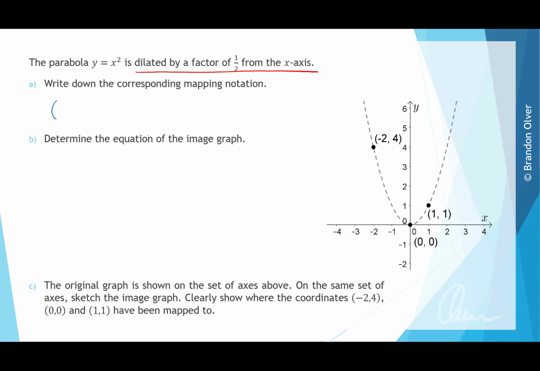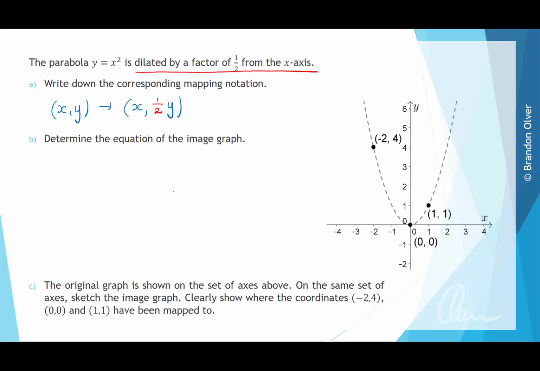So for this transformation, we have (x, y), and that is going to map to... if we dilate from the x-axis, we're going to affect the y value. So it'll just be x, comma, and then a dilation by a factor of a half is going to be a half multiplied by y.